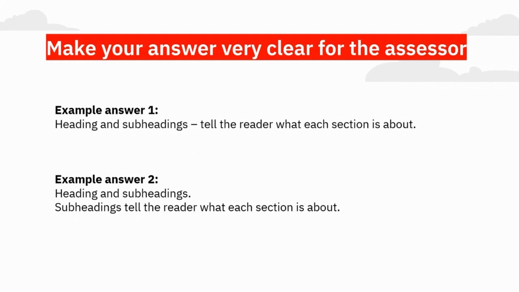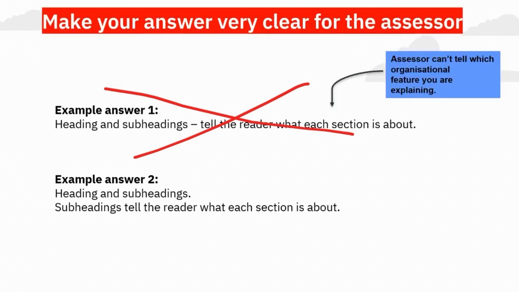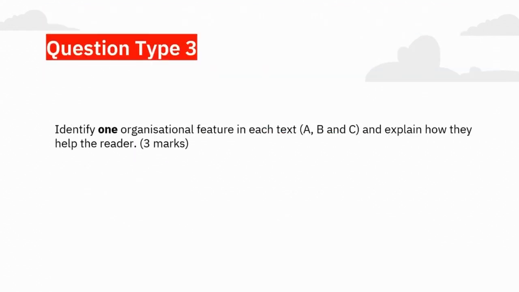Make your answer very clear for the assessor when answering this type of question. Example answer 1, headings and subheadings dash tell the reader what each section is about, and example answer 2, heading and subheadings tell the reader what each section is about. So, answer number 1 is not a very good answer. This is because the assessor can't tell which organisational feature you are explaining.